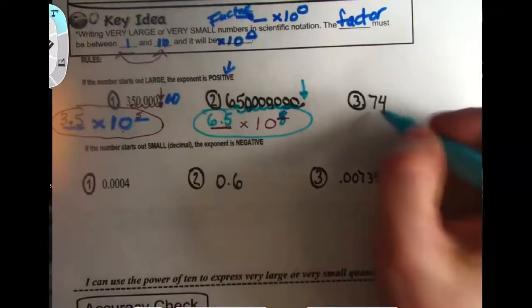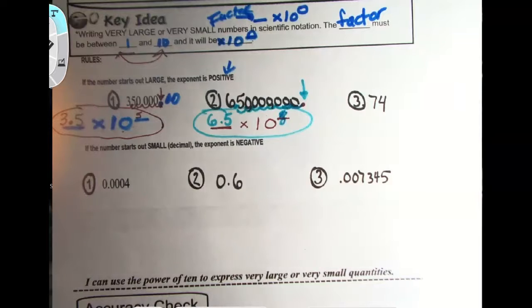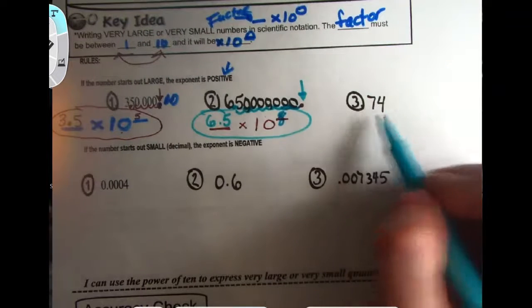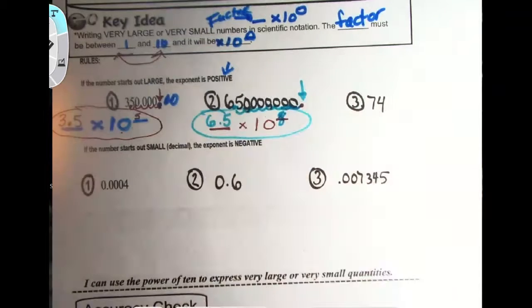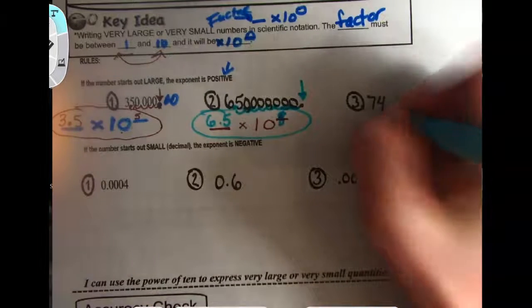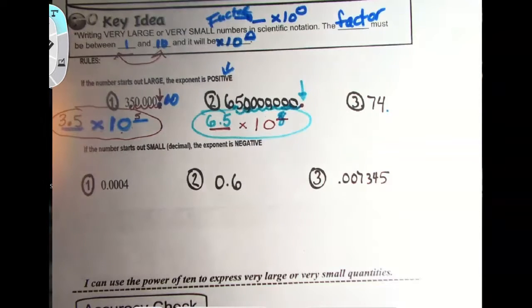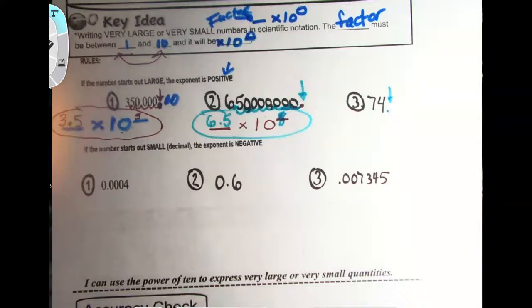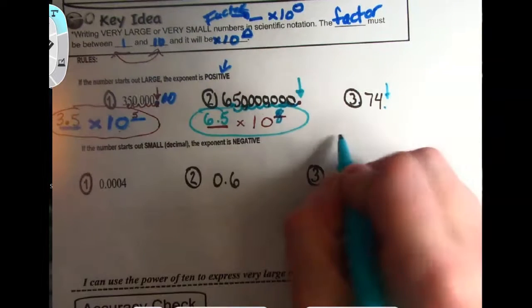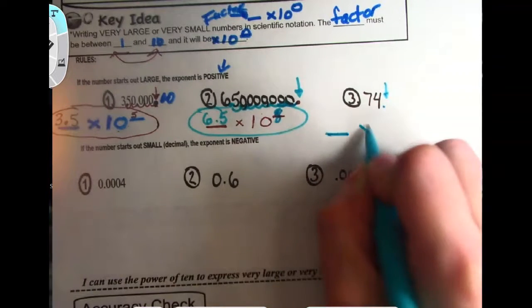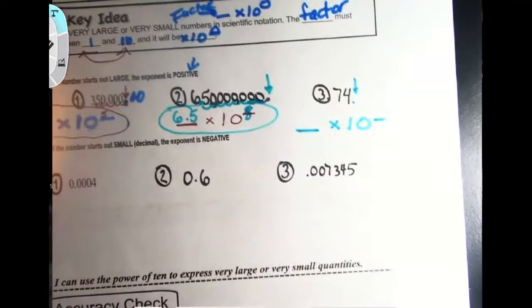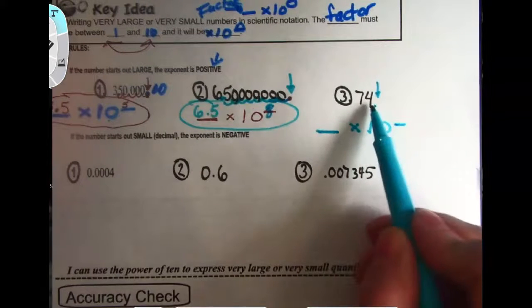Okay, look at number 3. So again, this is a large number because it's greater than 1. So if we have 74, pretend it's money, we would have 74.00, but I'm not going to write that in. I'm just putting the imaginary decimal in because we need it to count. Now, I know I'm going to have something times 10 to some power here, right? So all I need to do is count. If I stay here, I'm at 74.